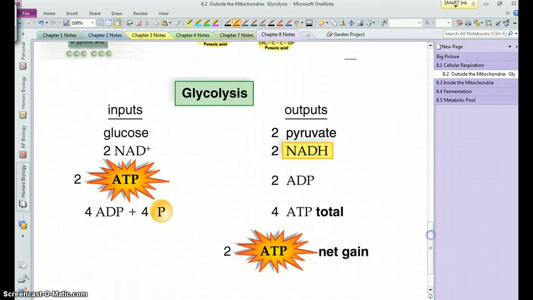So here's our overall balance sheet for glycolysis. We've extracted a little bit of energy from the glucose. It's now in the form of the ATP molecule. Some of the energy has been transferred to NADHs, and a lot of the energy is still inside the pyruvates, and it's in the Krebs cycle and electron transport chain where we're going to extract the rest of that energy.